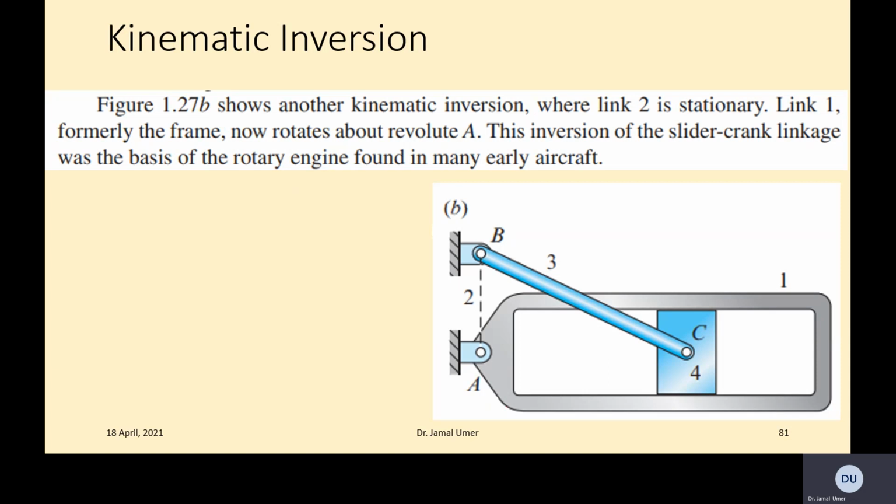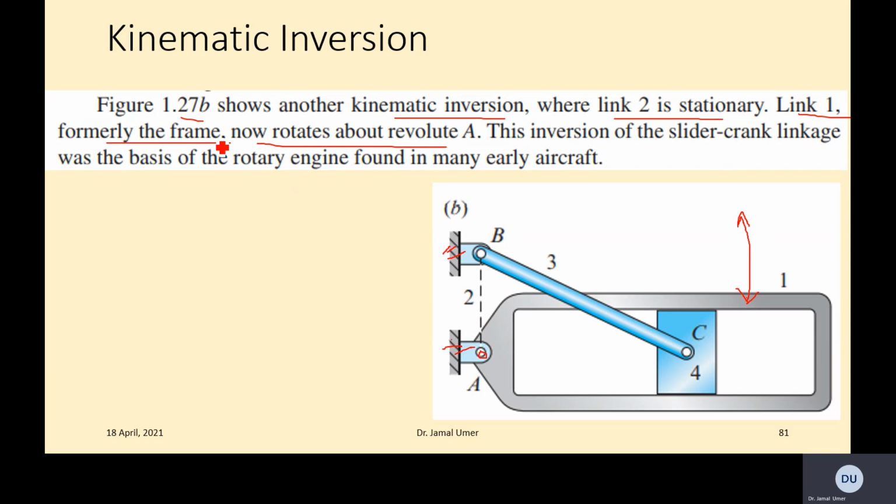So the next category, this is 1.27b, shows another kinematic inversion where link 2 is stationary. So this time link 2 is being held stationary. You got this particular point. This one with reference to this one is also stationary. So link 1, formerly the frame, now rotates about revolute A. So this one link can move up and down. So it can rotate potentially.